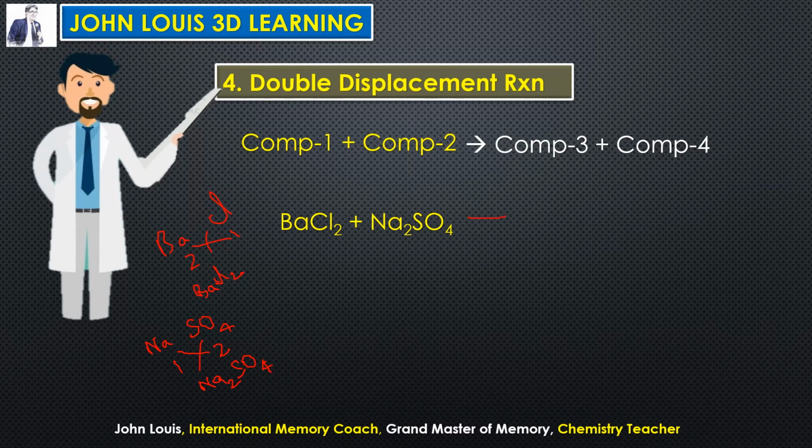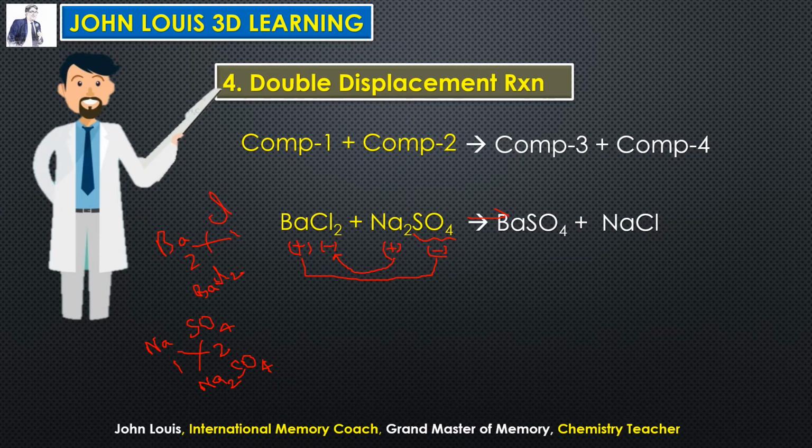Now you can find out the product yourself here. What products will form? Just guess. In barium chloride, barium is positive, chloride is negative. In sodium sulfate, sodium is positive and sulfate is negative. Now what will happen? Barium will combine with the sulfate and sodium will combine with the chlorine. But how can you get the formula? That is more important. Barium sulfate, BaSO4, and sodium chloride, NaCl.